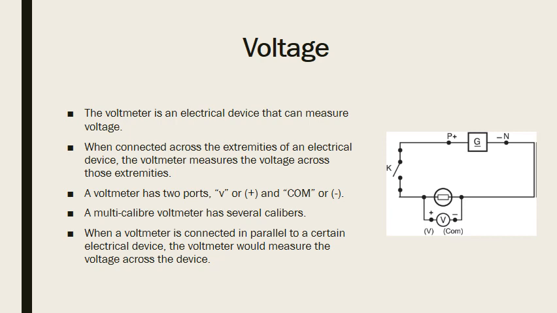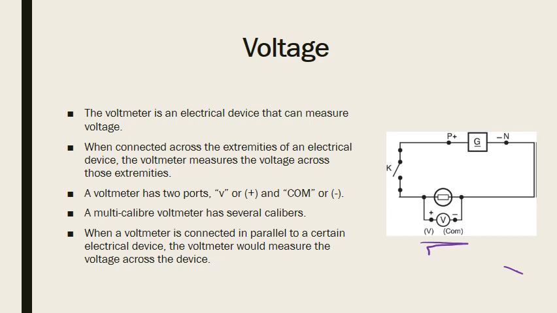Voltage. The voltmeter is an electrical device that can measure the voltage. When connected across the extremities of an electrical device, for example a lamp or a motor, the voltmeter measures the voltage across those extremities. Here, for example, it is measuring the voltage that is received by the lamp from the generator, which is also known as the battery.